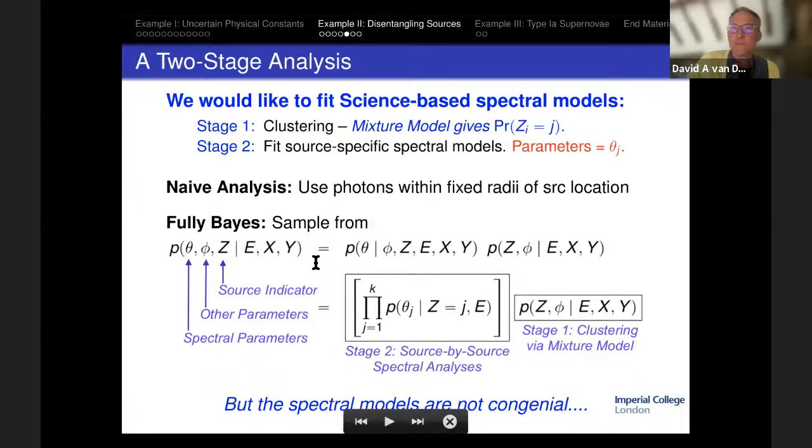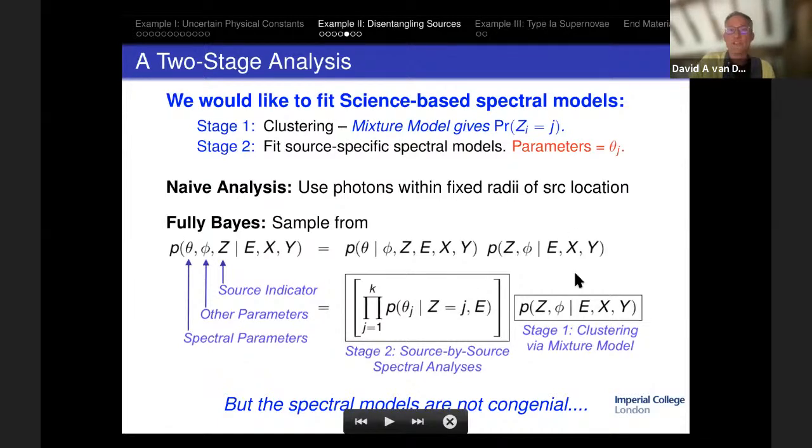And this is the posterior distribution I'm interested in getting a sample from, and I'm just factoring this to represent the two stages here. The first stage is on the right. I'm going to learn about which photon comes from what source, and the parameters associated with the source other than the spectral parameters. And I'm going to use all the data again, the energy and the sky coordinates. And then once I know the Z, that is to say which photon comes from what source, I'm going to condition on that as well, and then use the photons from source one to learn about the spectral parameters of source one. So that all seems sensible enough.